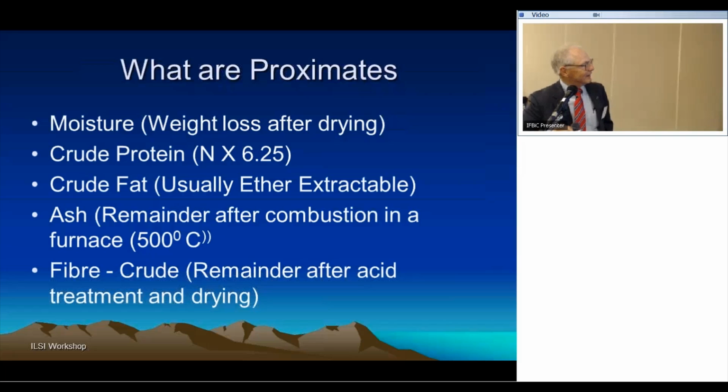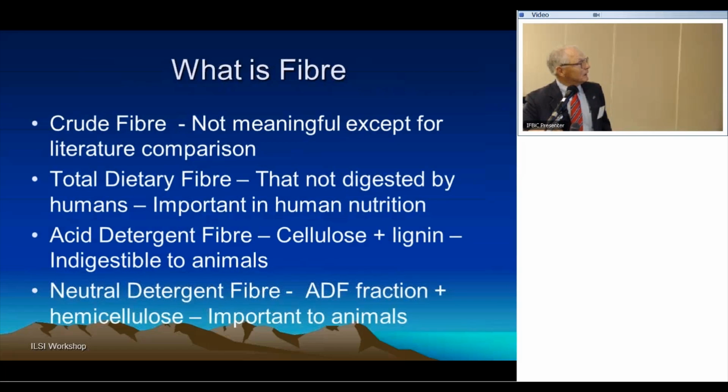Crude fat is usually ether extractable. Ash is the remainder after combustion in a furnace at 500 degrees Celsius, so there's no organic matter left. Fiber, usually the approximate is crude fiber, but we'll say that's the remainder after acid treatment and drying. But it's mainly a comparative figure now. Crude fiber is not meaningful except for literature comparison.